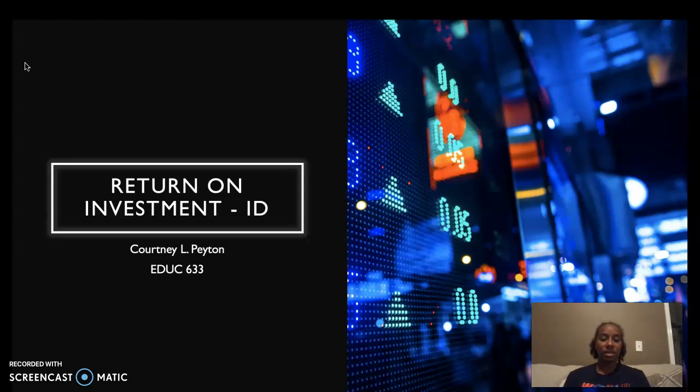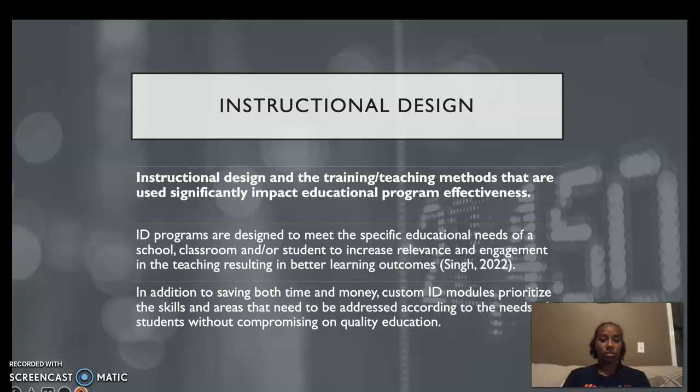Return on investment, instructional design. Instructional design and the training and teaching methods that are used significantly impact educational program effectiveness.